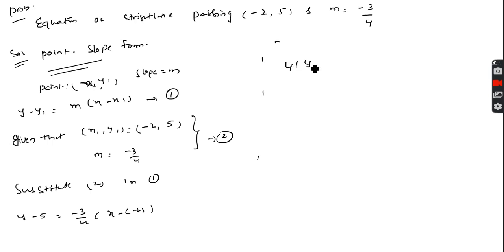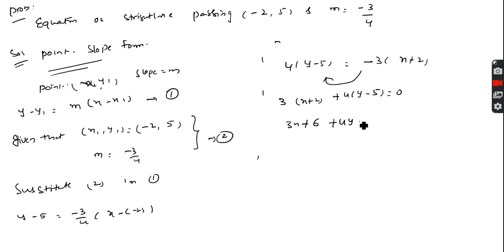we get 4 into (y minus 5) equal to minus 3 into (x plus 2). So this minus will be converted into this side. We get 3 into (x plus 2) plus 4 into (y minus 5) equal to 0. This is 3x plus 6 plus 4y minus 20 equal to 0. Therefore 3x plus 4y minus 14 equal to 0. This is the required straight line.